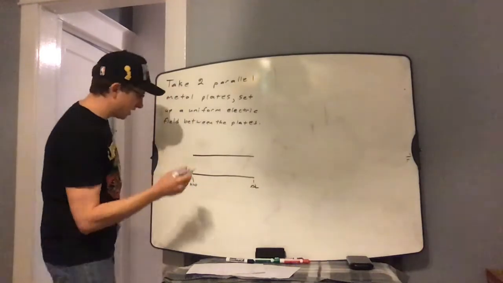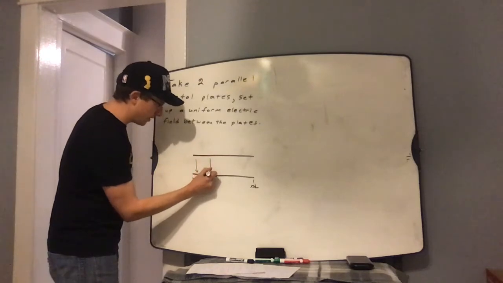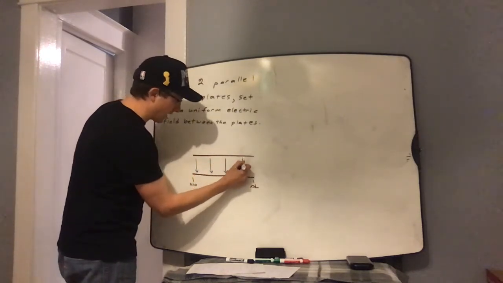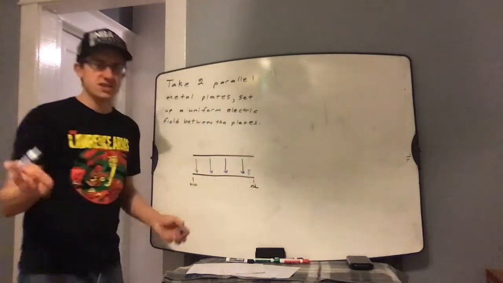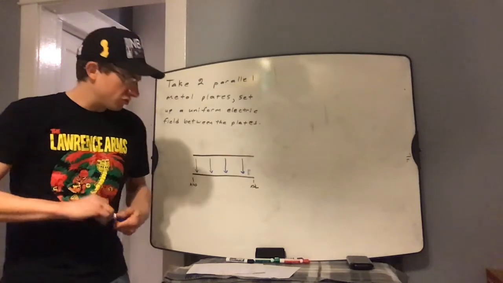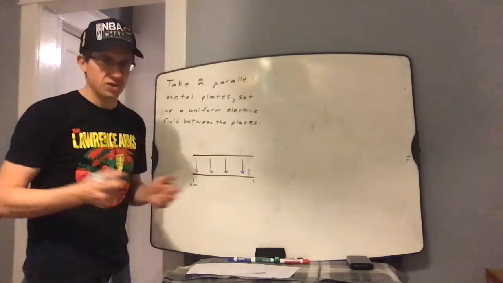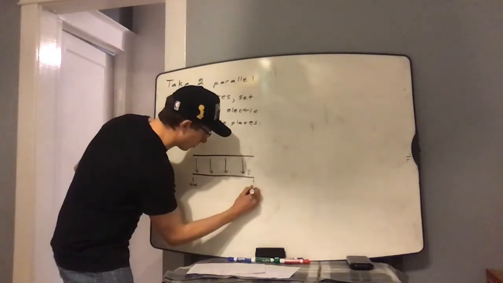Now, we're going to set up a uniform electric field between the plates. We basically just built a capacitor. And we learned previously that a capacitor is actually a very simple device. It's just two parallel plates, you put some charge on it. So presumably you have access to batteries, you have access to metal plates, so you could control how much charge is on the capacitor.